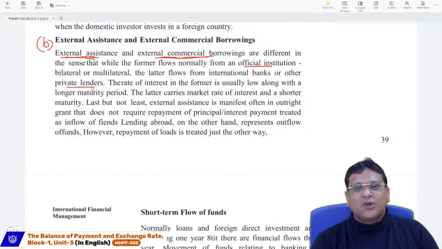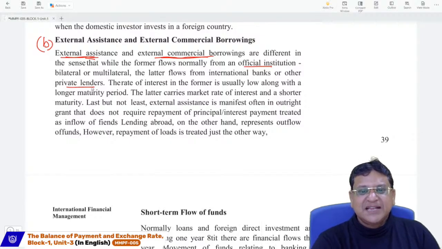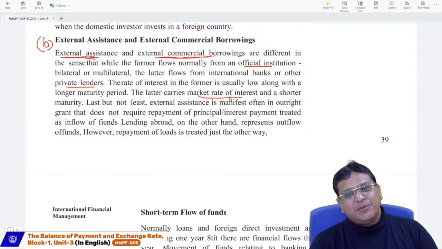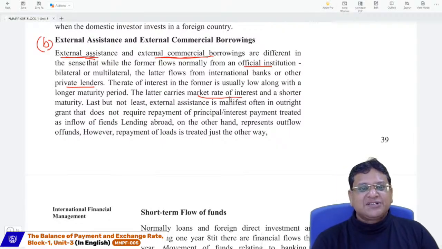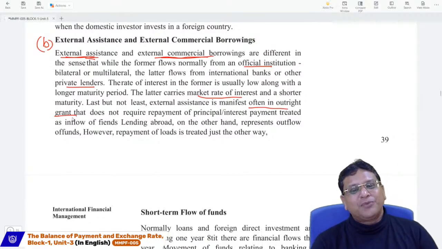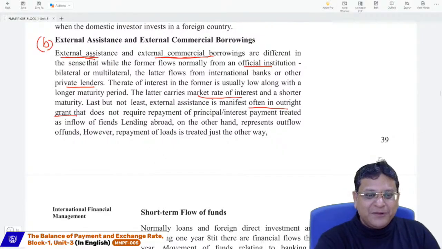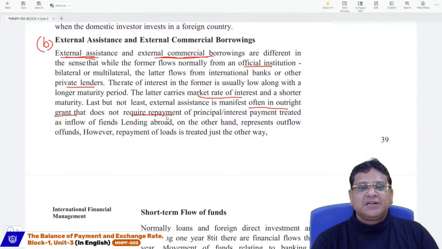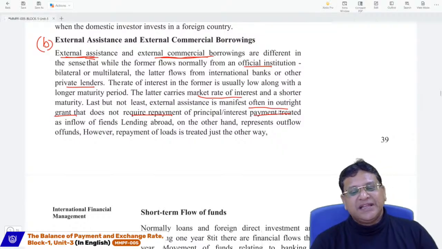Okay, next, normally external assistance is done at a below market rate of interest, but external commercial borrowings are done at a market rate of interest. Next one is normally external assistance may be in the form of an outright grant, so there is no requirement of repayment in case of external assistance. There can be, but always there is a repayment schedule attached with external commercial borrowings.